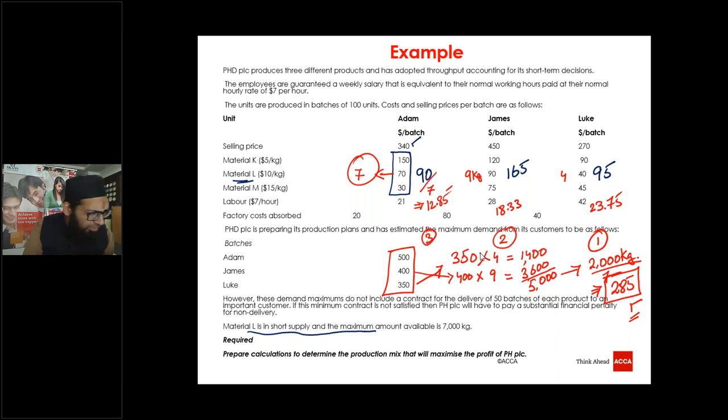Okay, Astra Ahmed says that it mentions in the question that the maximum demand does not include the contract. Dear, then it means the units of Luke will not be 350, rather it will be 400. Similarly, units of James will not be 400, rather it will be 450, if it says that these contracts are not included.